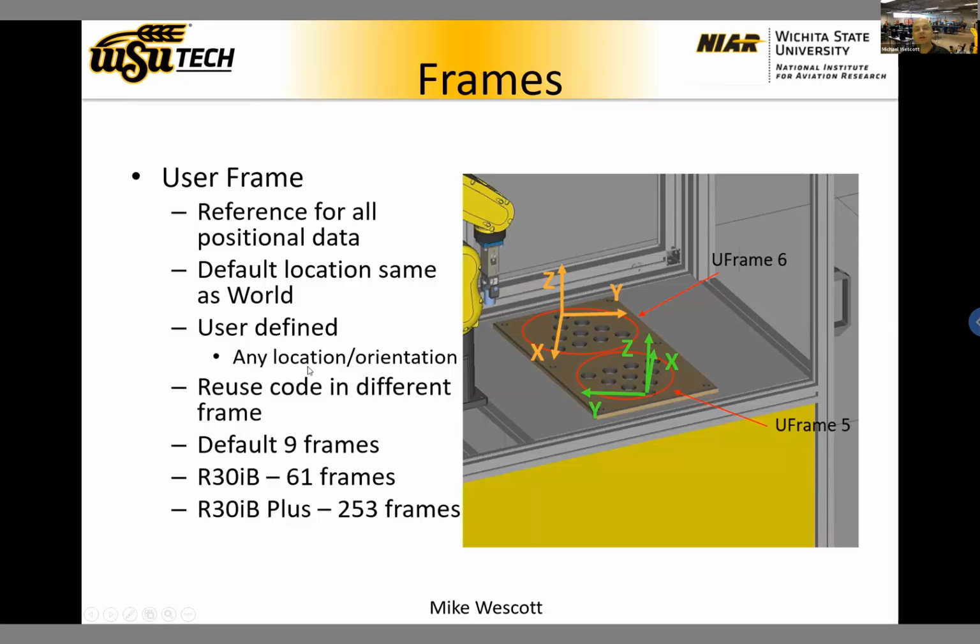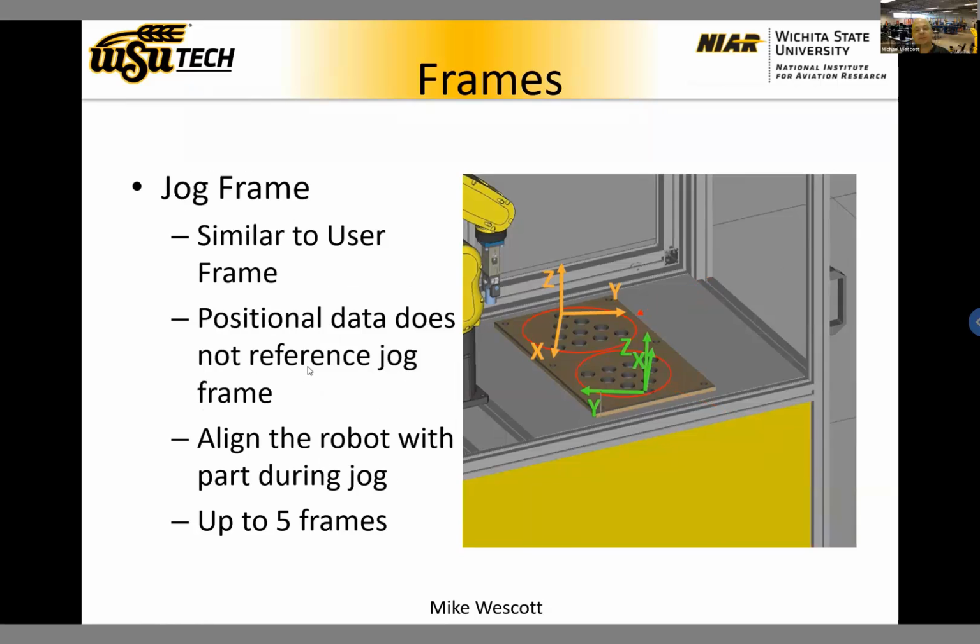They're user defined. They can be placed at any location, any orientation you want. There are up to 9 default user frames. You can change a variable to allow up to 61 frames on R30iB and up to 253 frames on R30iB Plus.